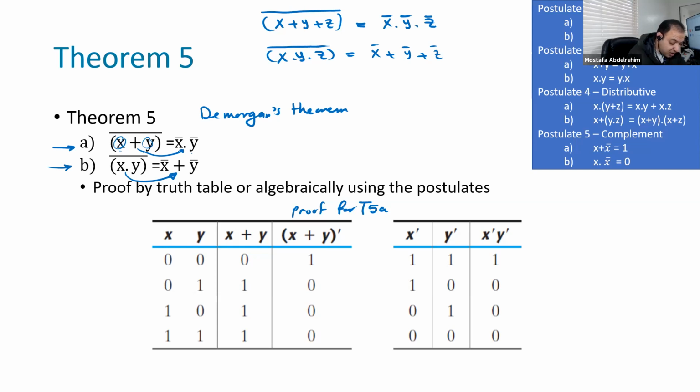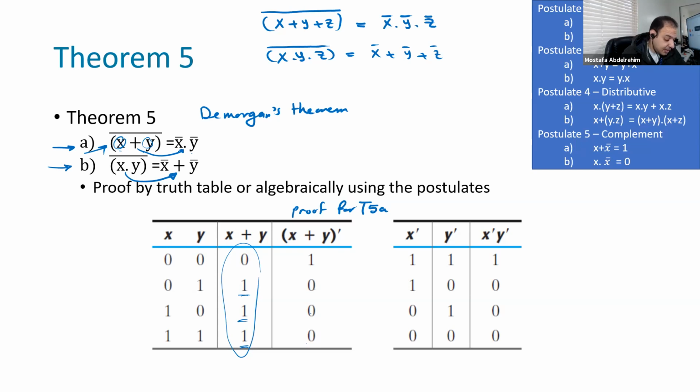We want to prove that the right hand side equals the left hand side. So this is the left hand side, (x or y) complement. We first do the x or y. Here is x and y: 0 or 0 is 0, 0 or 1 is 1, 1 or 0 is 1, 1 or 1 is 1. Then you take the complement of that, and it will give you 1, 0, 0, 0.